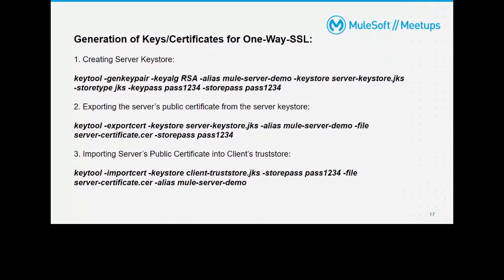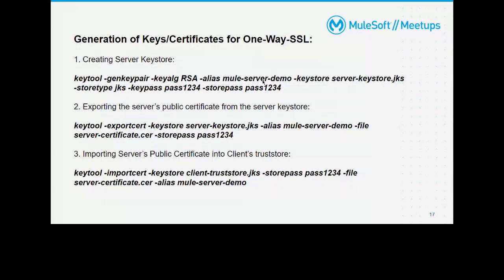By creating the server key store, we are creating the server's private key and the public key. The command we are using is genkeypair, which stands for generate key pair. This generated key and the self-signed certificate will be stored in the server key store. These two things will be stored in the key store. Now let's explore the options given in this command.